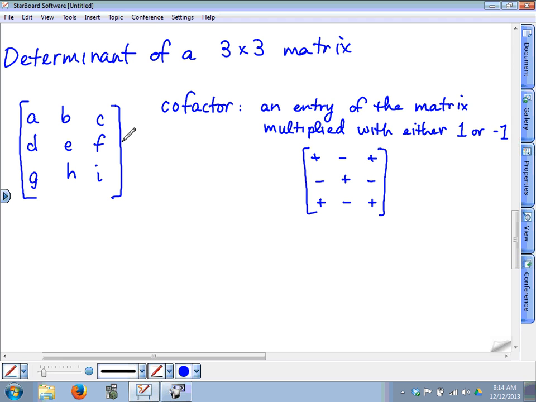So for example, you see where my pen is pointing, F? If I wanted to take this entry right here and turn it into a cofactor, I take this entry and times it by -1, and that's the cofactor. You following here? Or what about this entry right here, D? You take the entry and multiply it by -1. So these are called cofactors. We good? The other word is called minor.